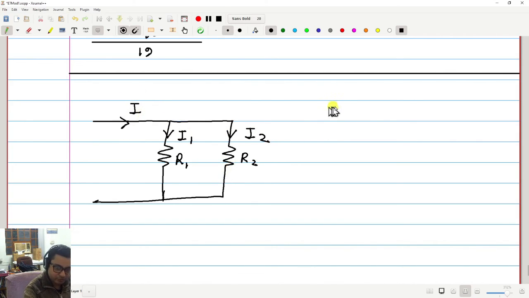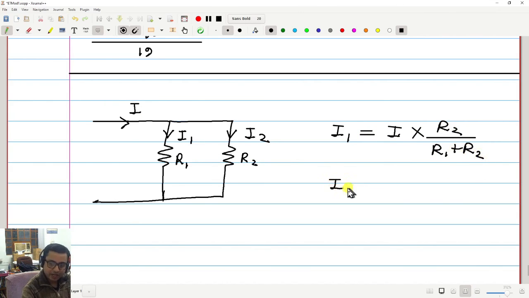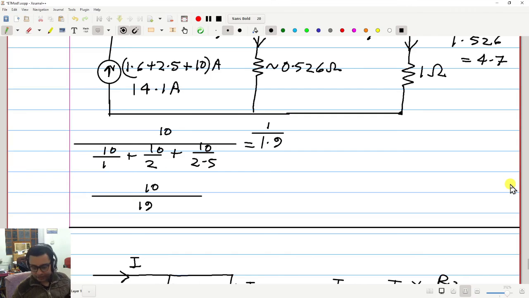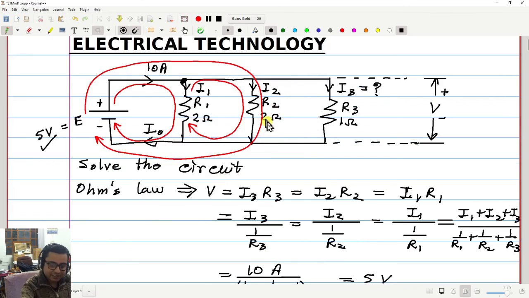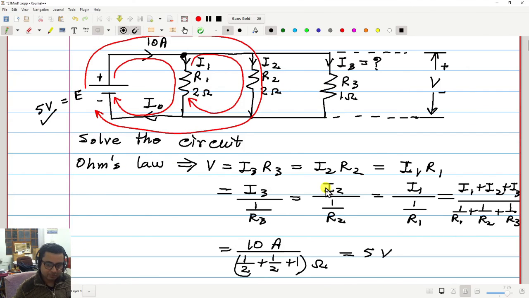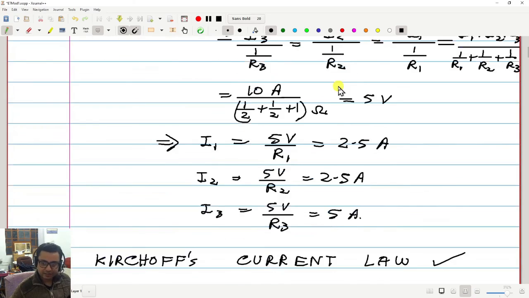I guess you may know, that is given by what is called the current divider rule. I1 equals total current multiplied by R2 divided by R1 plus R2, that is, divided by the total resistance. Similarly, I2 will be total current times the other resistance divided by the total resistance. This is what you will also get from here if you take only 2 resistances and remove R3.